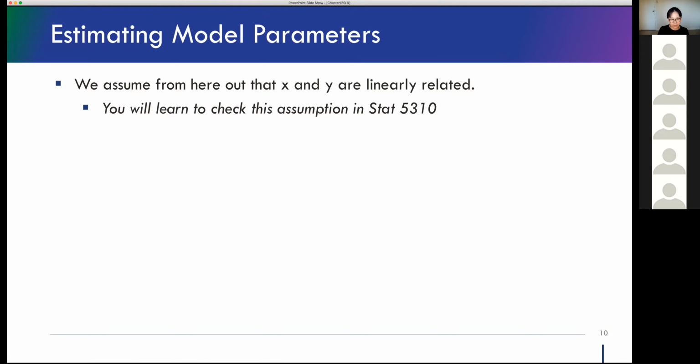For now we assume that x and y are linearly related. You will actually check this assumption in the applied regression class. In this chapter, we'll just assume we know they are linearly related. So we will use beta 0 plus beta 1 times x to model their relationship.